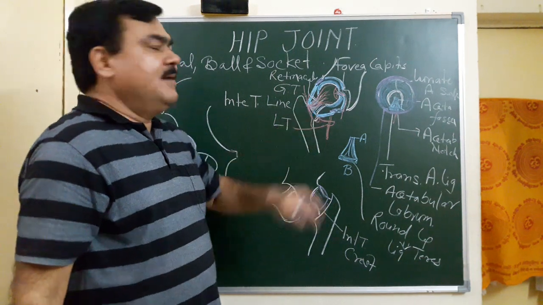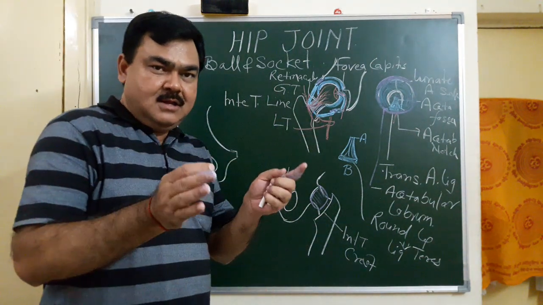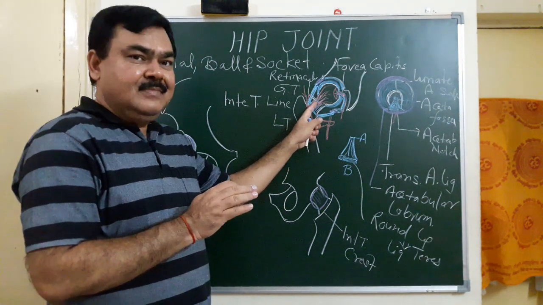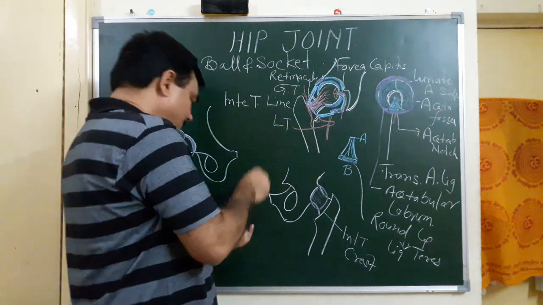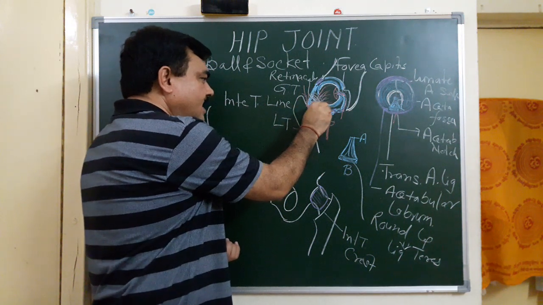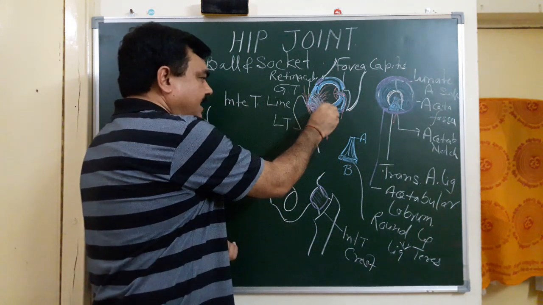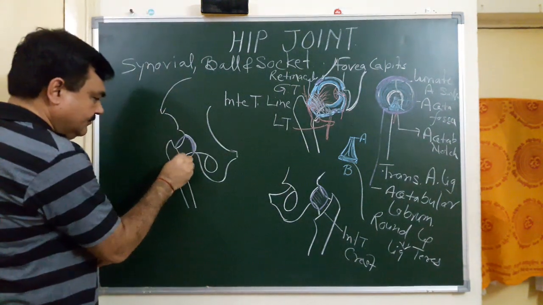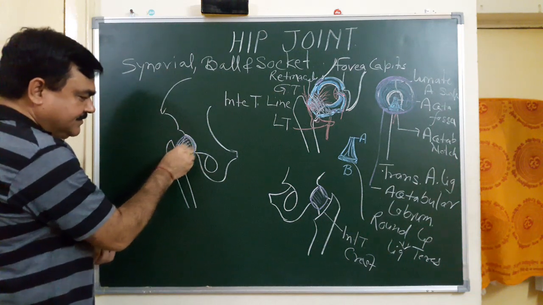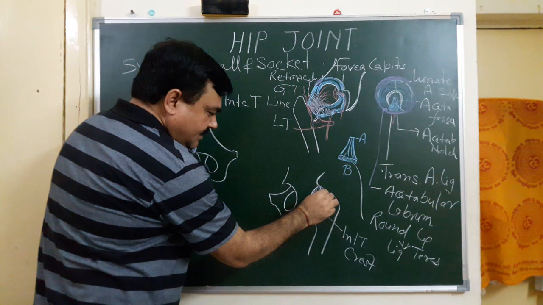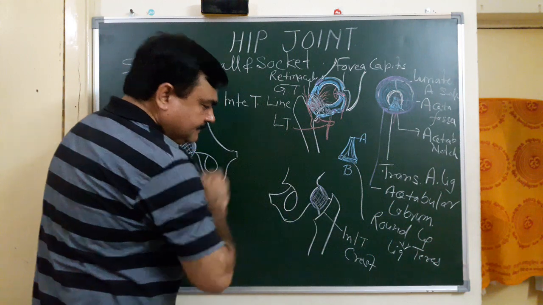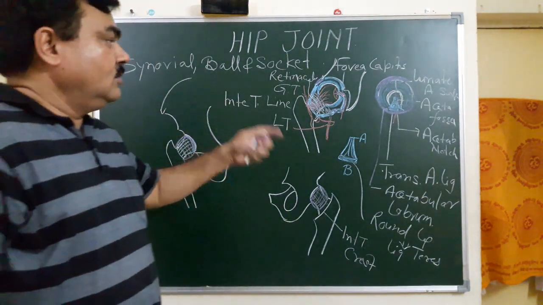So this is the capsular ligament, which has outer longitudinal fibers which reflect on the neck and form the retinaculum, and inner circular fibers. The inner fibers are circularly arranged. These are known as zona orbicularis. Here, inner circular fibers, outer longitudinal fibers. Here, inner circular fibers, outer longitudinal fibers. So this is the capsular ligament.